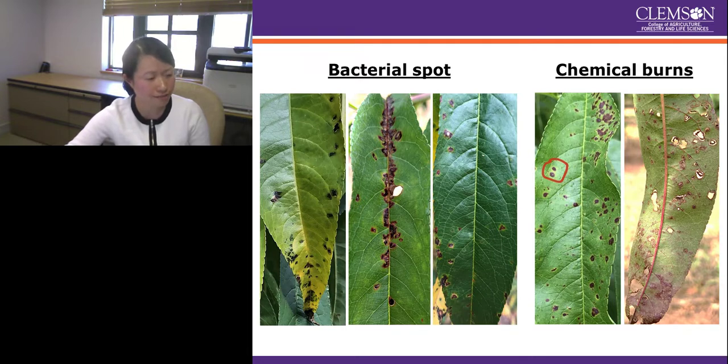And also, a lot of times you can see bacterial spot at the yellow leaf tip or along the midrib, or sometimes they get scattered randomly on the leaf surface. While chemical burns mostly get scattered randomly on the leaf surface, and they can gather along the leaf tip. But then you don't normally see them along the midrib.